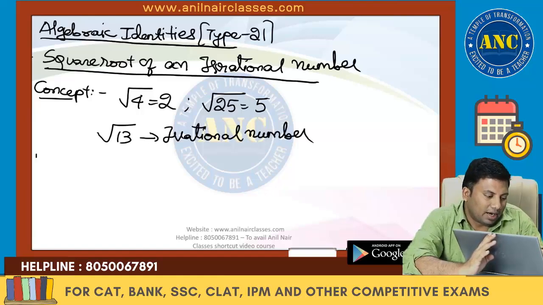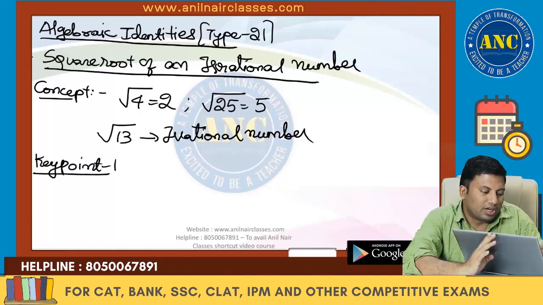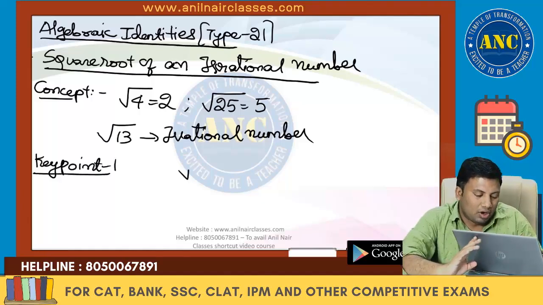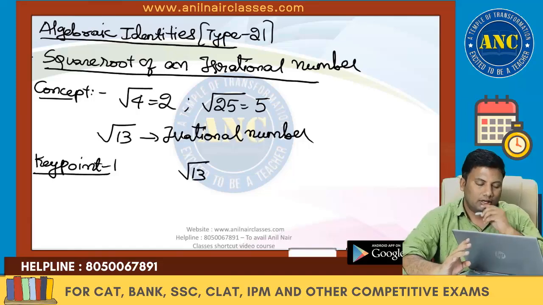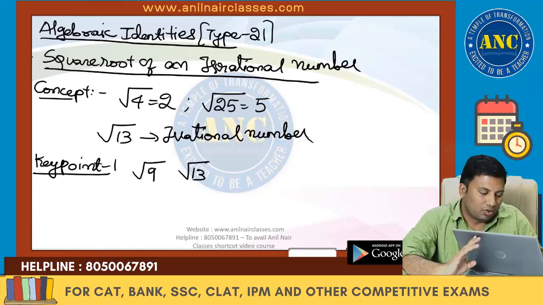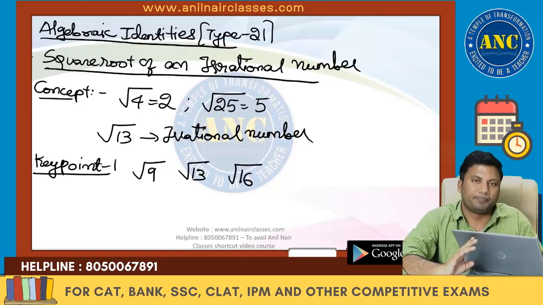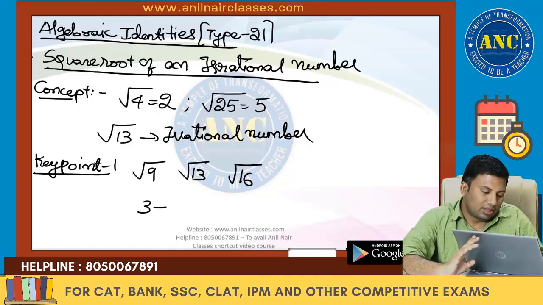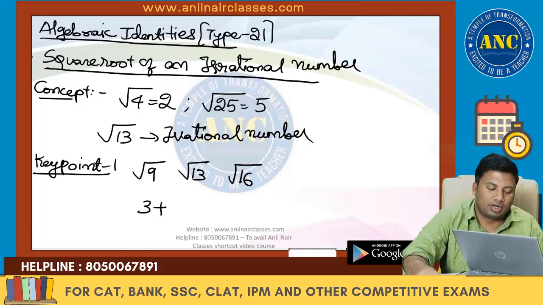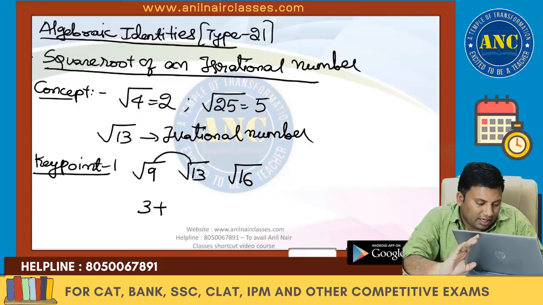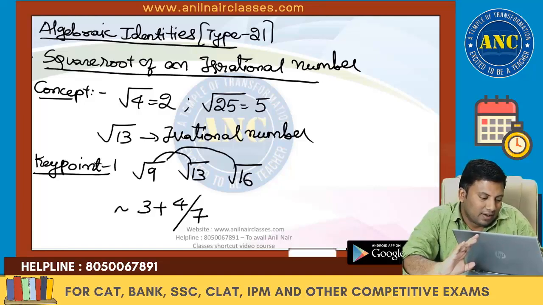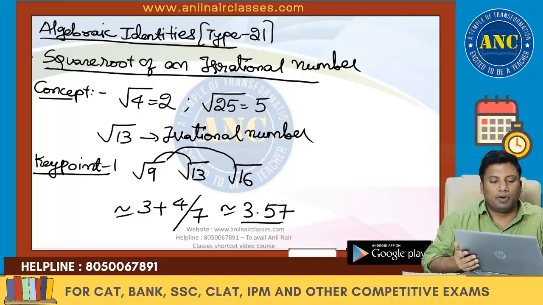Write the key point. Key point 1: you can solve this problem in two methods. Root 13 lies between which two square roots? Root 9 and root 16. Root 13 is definitely greater than root 9. So 3 plus, 13 minus 9 is 4, and 16 minus 9 is 7. So approximately it is 3.57.